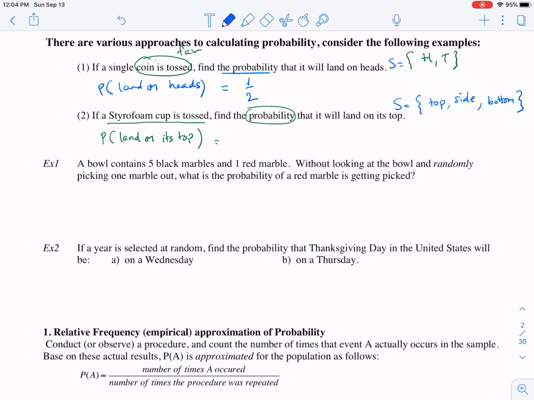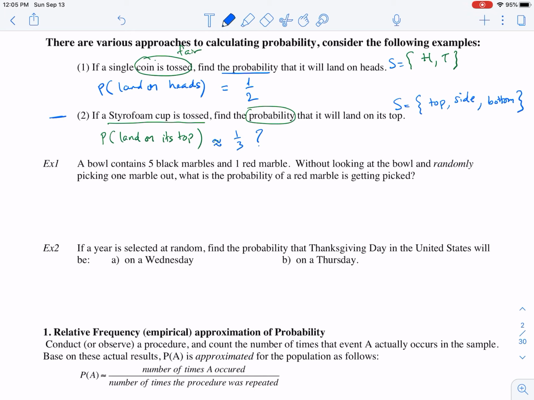The problem with this is that with a styrofoam cup, these three different outcomes don't have an equal chance of happening. Whereas with heads and tails, we know it is a fair coin, so we get a 50% chance of getting heads or tails every single toss. With the styrofoam cup, we don't know that. Actually, we do know that they have different weight and different size of the cup. So when you toss it, we don't know it's going to land a third of the time on the top or the side or bottom. So in this case, we're going to roughly estimate it. Maybe 2/3 of the time, maybe a third. We don't really know.